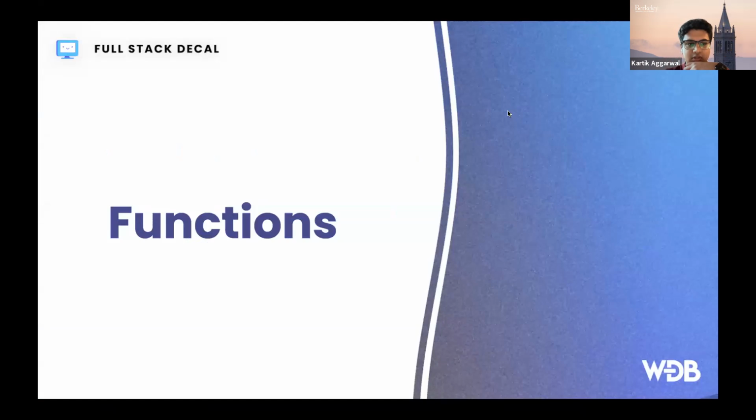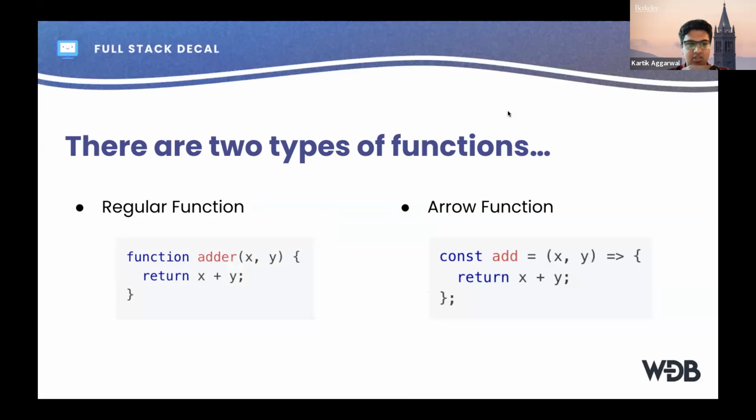As far as functions are concerned, there are two ways of defining them. One is the regular way, where you use the function keyword and then have the name of the function with arguments in front of it, and then you do your thing with the function, whatever you want, and then you return the value that you want.